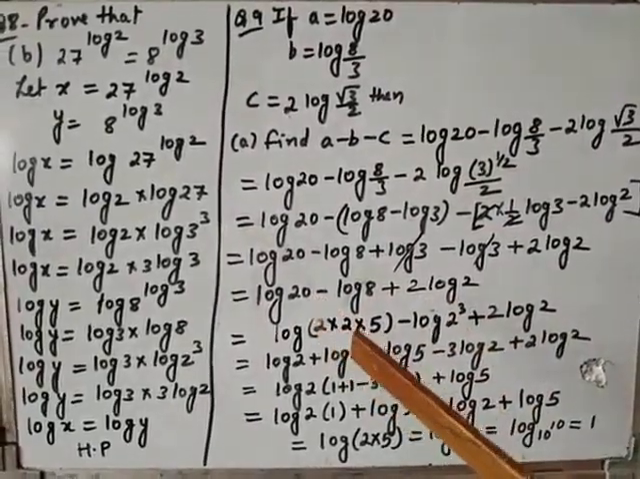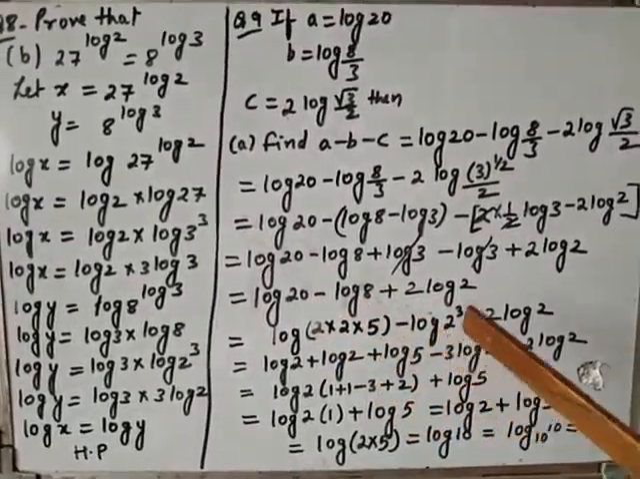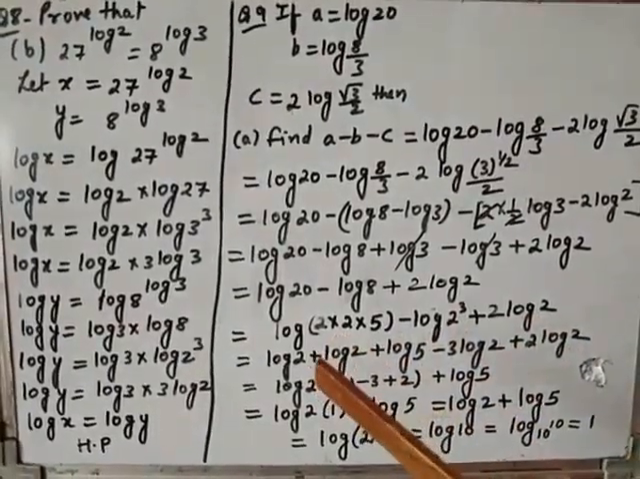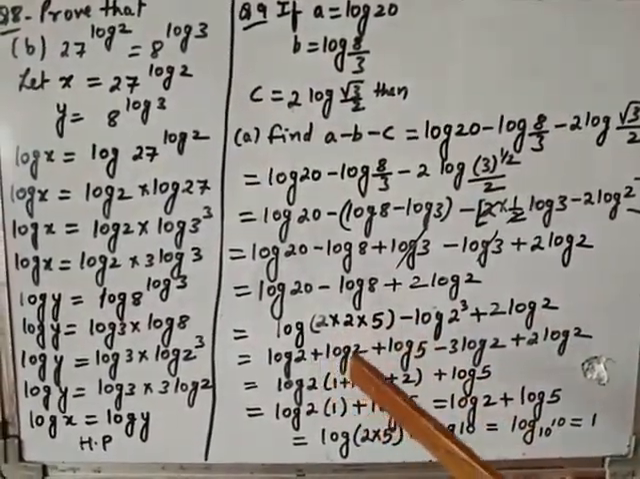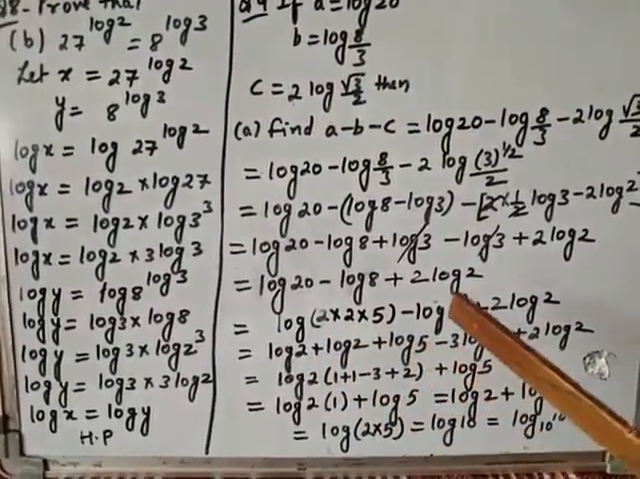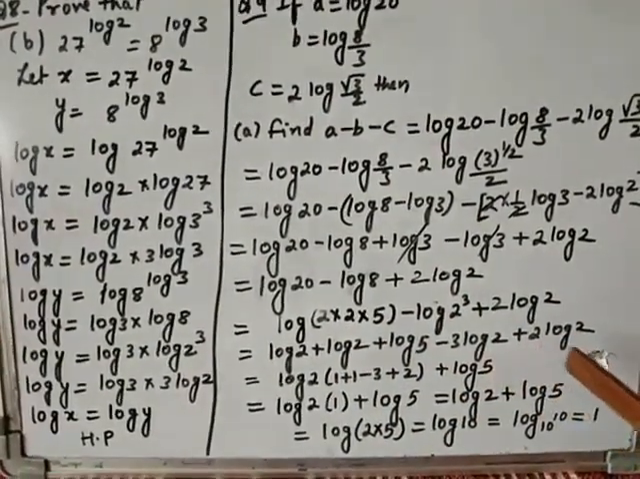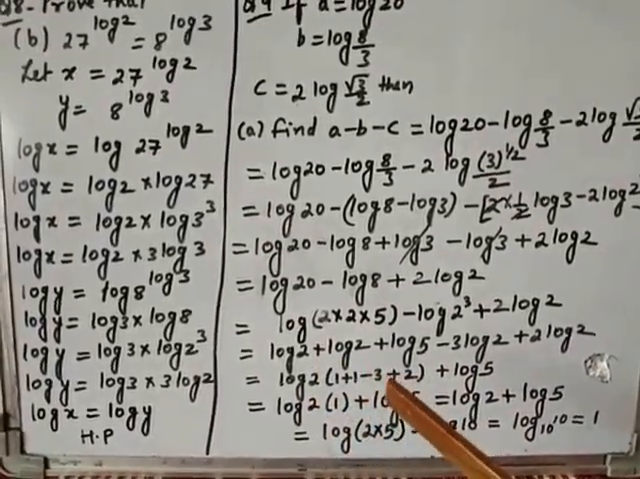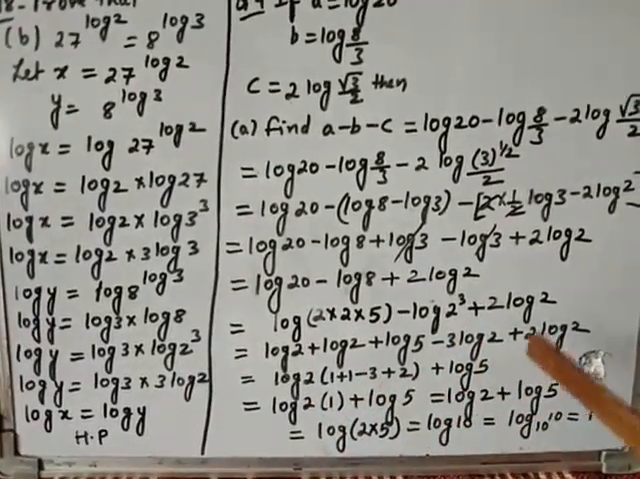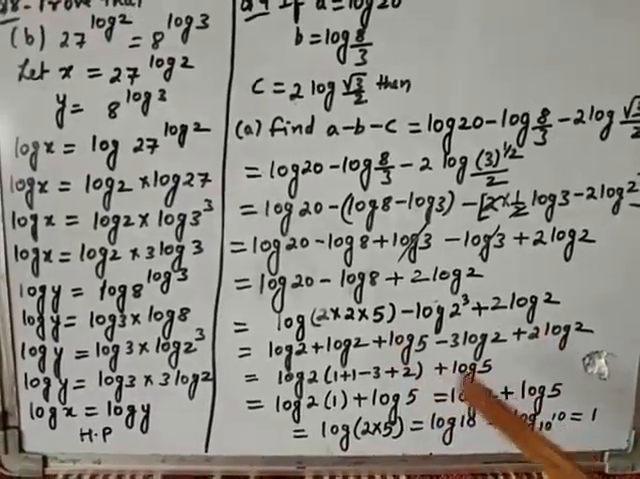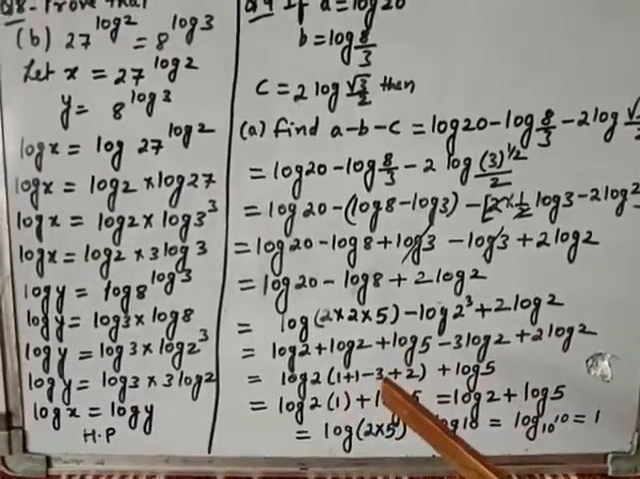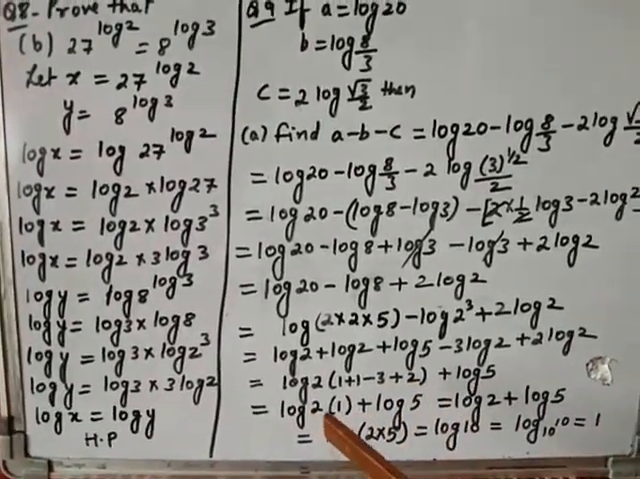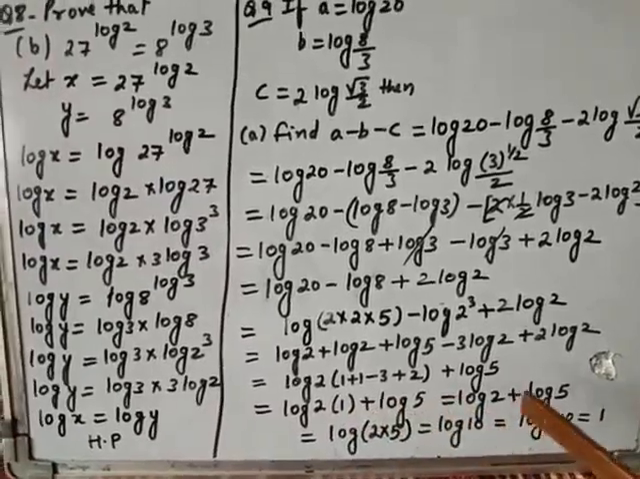20 is written as 2 into 2 into 5. Log 8 is written as 2 cube, plus 2 log 2. This is log, सारे हम सबको हम स्प्लिट कर देंगे. Log 2 plus log 2 plus log 5 minus 3 log 2 plus 2 log 2. Now we take log 2 common. So 1 is here, 1 is here, minus 3 is here and plus 2 is here, plus log 5. 1 plus 1 is 2, 2 minus 3 is minus 1, minus 1 plus 2 is 1. So log 2 into 1 is log 2 plus log 5.